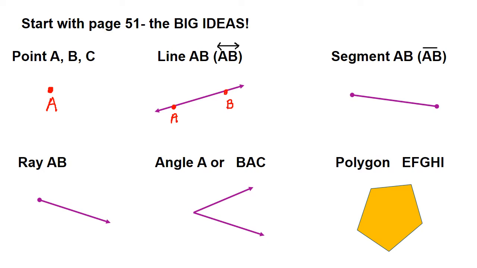Note the difference between a line and a segment. A line has the arrows on it. A segment does not. Remember the geometry shorthand. Ray AB is just telling you to start at A and go through B.